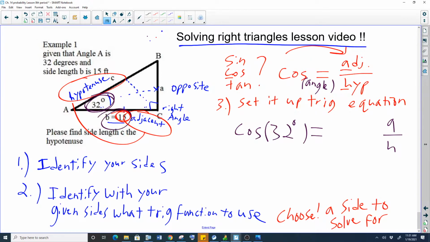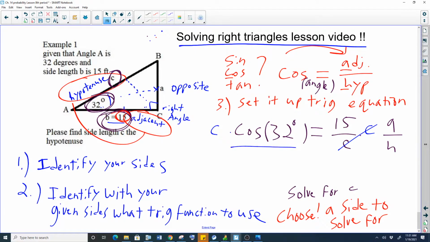Well, they do give us adjacent. It's 15. So we're going to write 15 down over the hypotenuse, which you can call h, or even little c. Call it little c. So we want to solve for side length c now. How you solve for c is, right now it's on the bottom, so you got to get it out of the bottom. You multiply it to both sides, and it goes out of the bottom over to the other side.